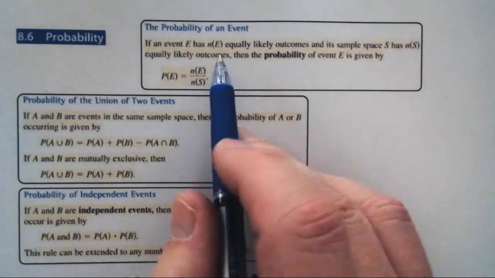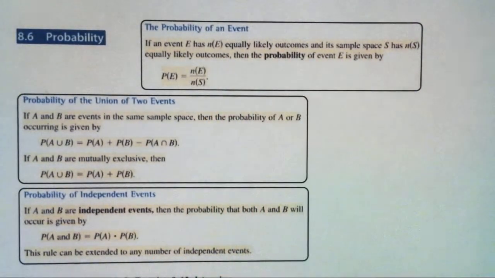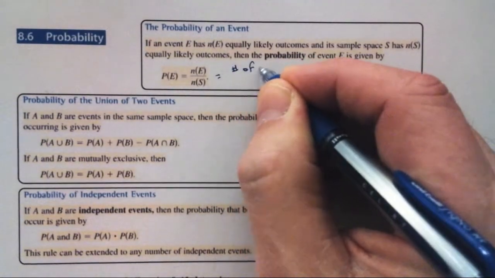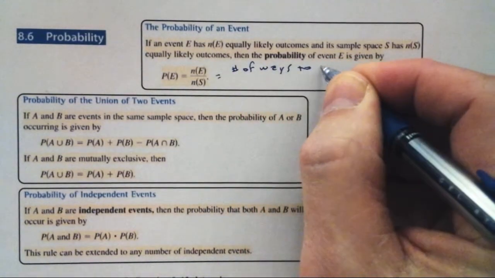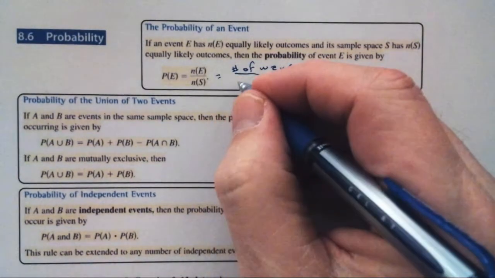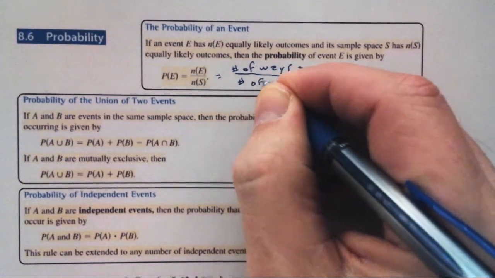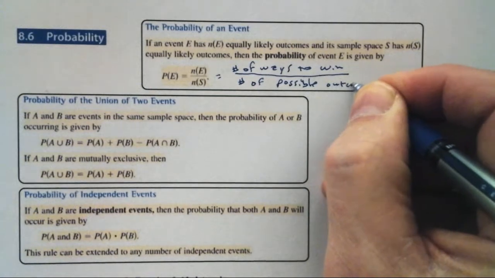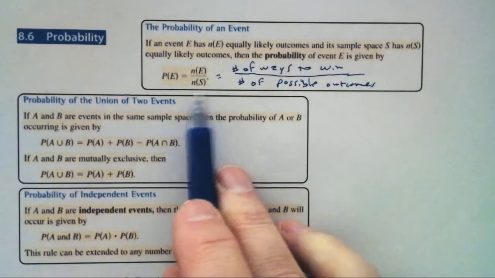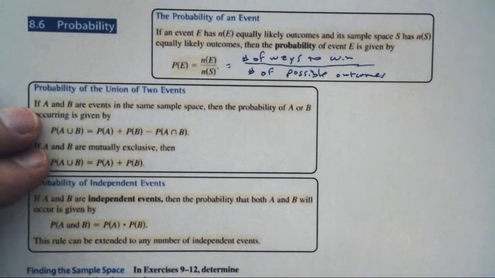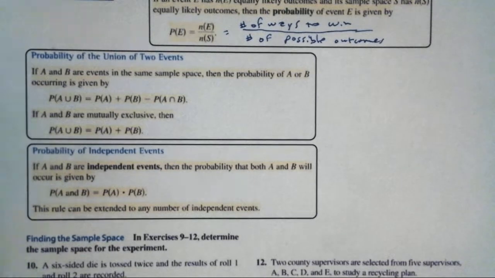Basically, probability, after everything they go through here, if we can think in terms of winning and losing, then the probability that an event occurs is the number of ways to win, careful, not divided by the number of ways to lose, that's actually odds, but divided by the number of possible outcomes. And that might be the better way to look at it than trying to memorize all of this.